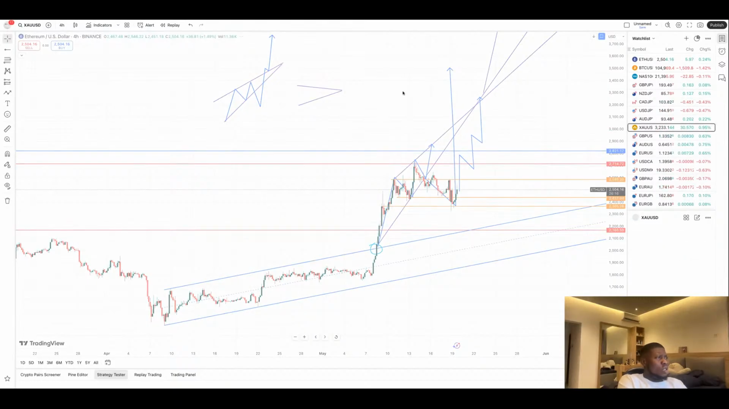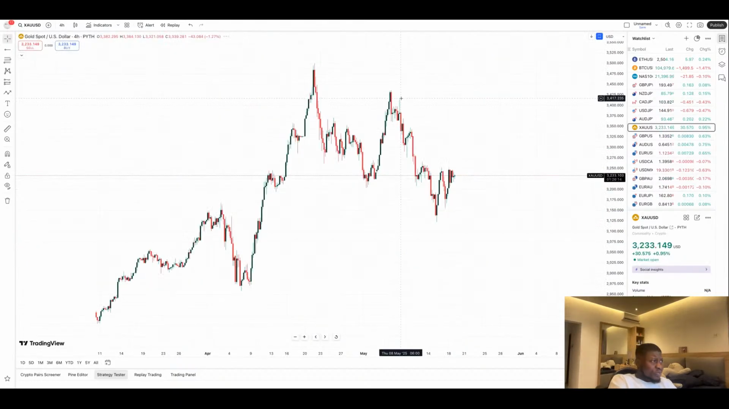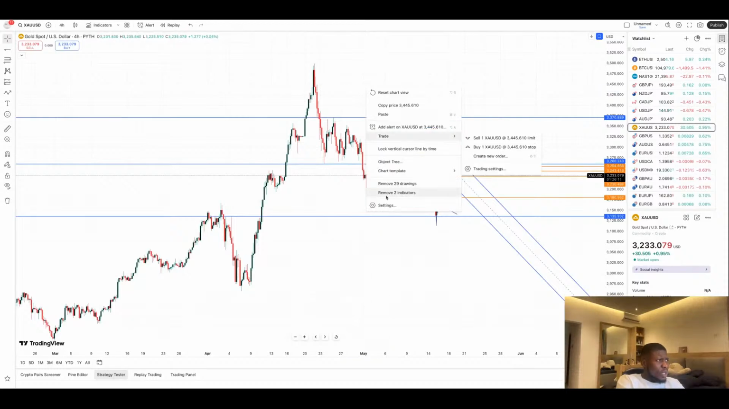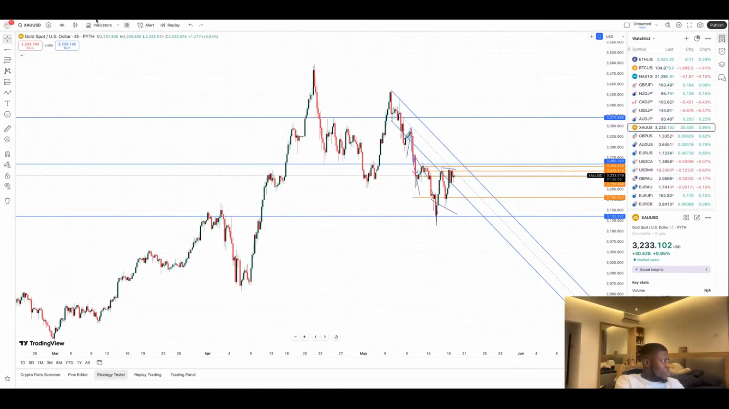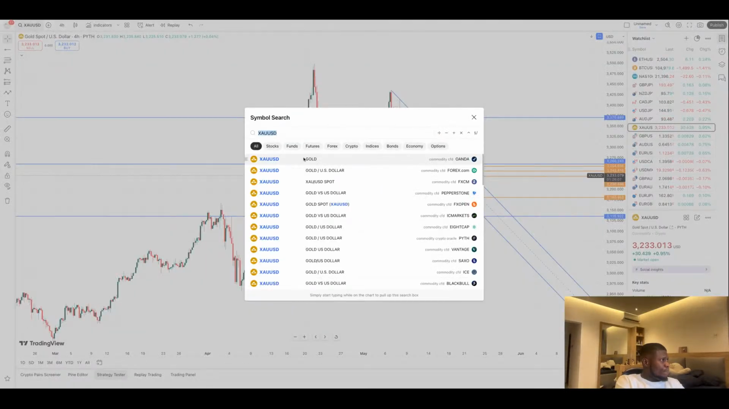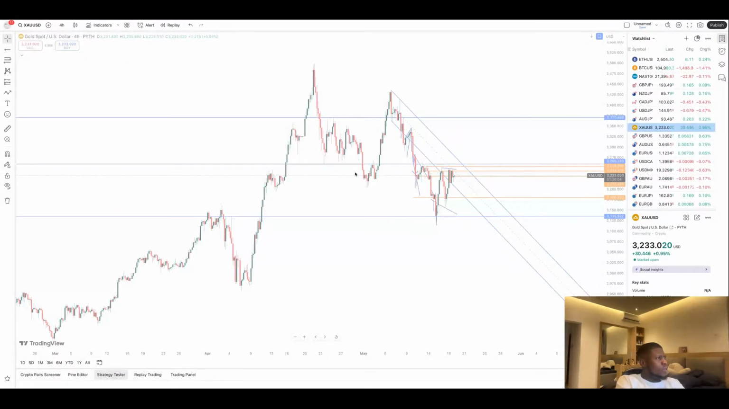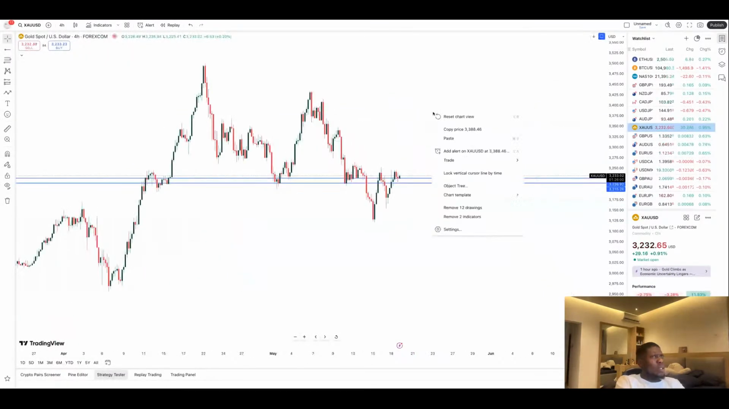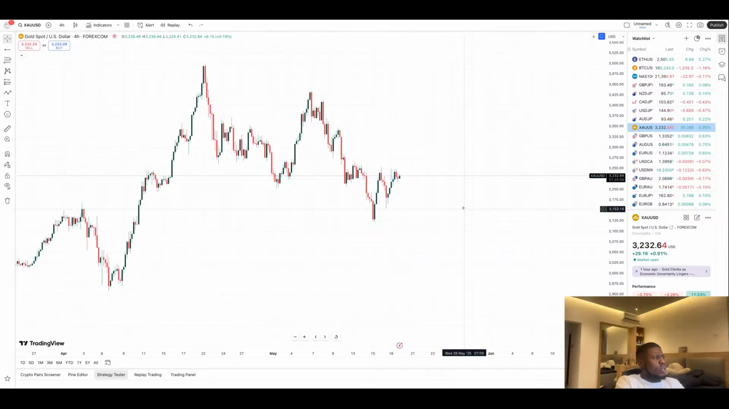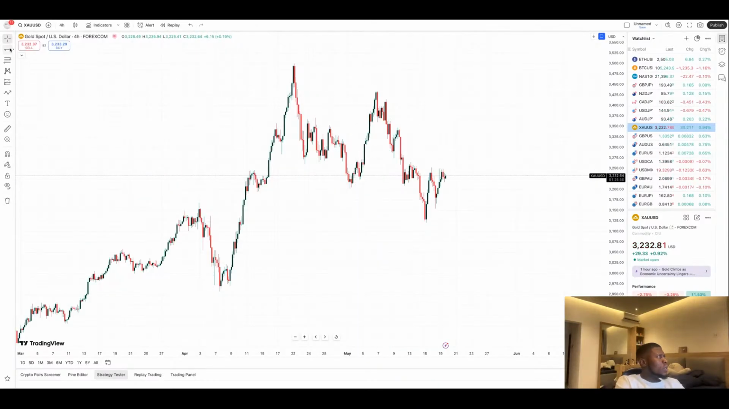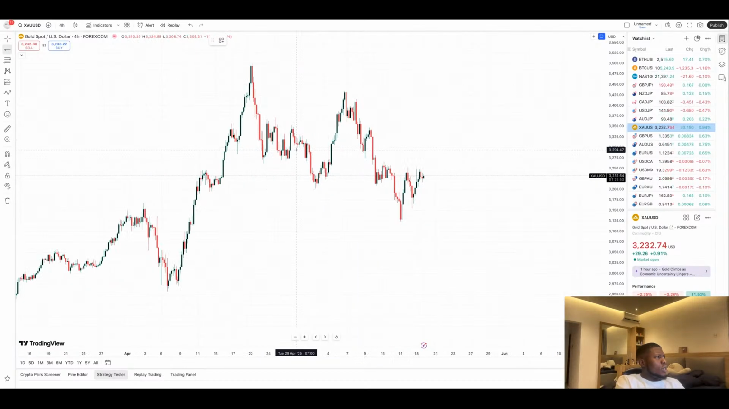So probably, do I have anything on gold? Let me check gold. Maybe I would see something. Let me see if I'll have anything on gold, what I could trade on gold. I'm mapping out my chart pattern, my cycle.